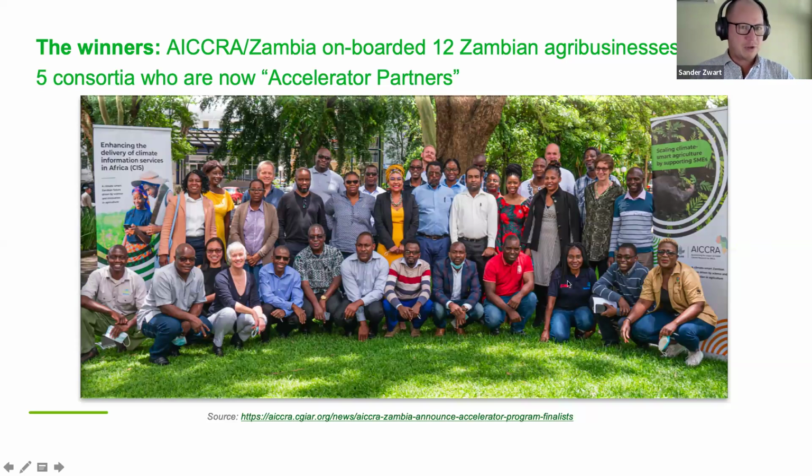But let me just give you an example of Zambia, where the AICCRA program has implemented the Accelerator program, and they were successful in developing 5 consortia. 4 were rather on technology, and 1 was more on the GESI approaches, so the gender and social inclusion approaches. In total, there were 12 agribusinesses partnering in 5 different consortia, and they are now actually delivering services to the farmers. And even though the program has ended there, they continue doing so. So it's a very sustainable manner.